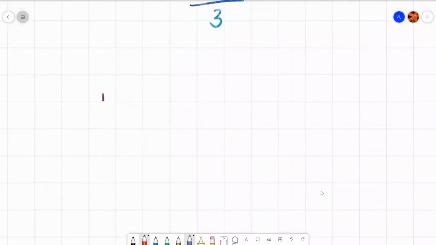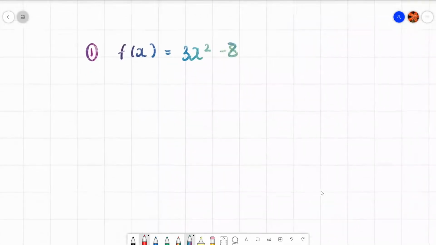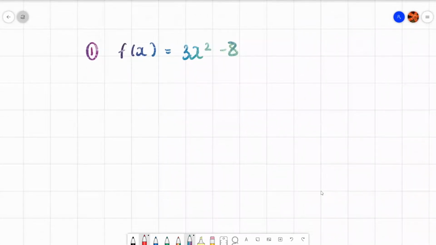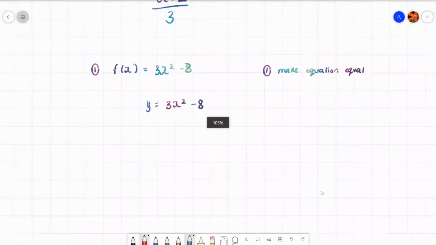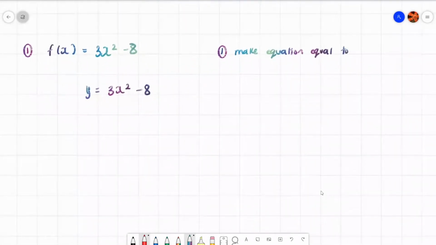So number 1, let's have a look. I'm going to say f of x equals 3x squared minus 8. Okay, the first thing that you need to do, there are 3 different rules to this. You need to make the equation equal to y. So y equals 3x squared minus 8. First step, make your equation equal to y. Okay, so let's write that down. Make equation equal to y.